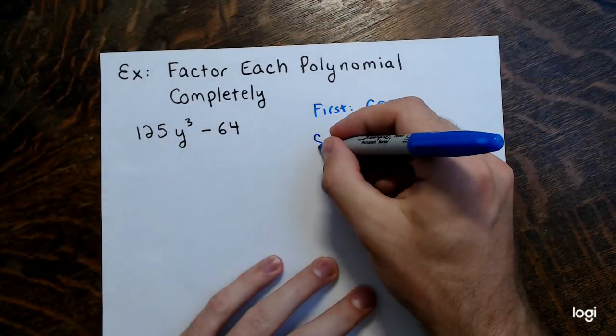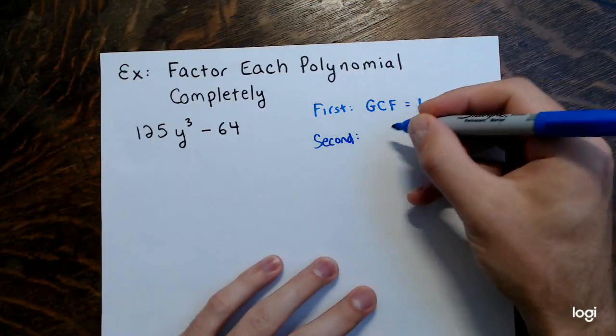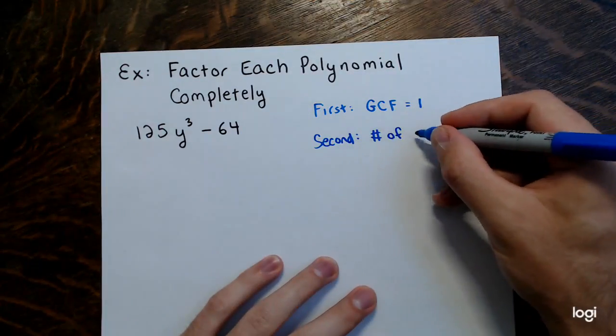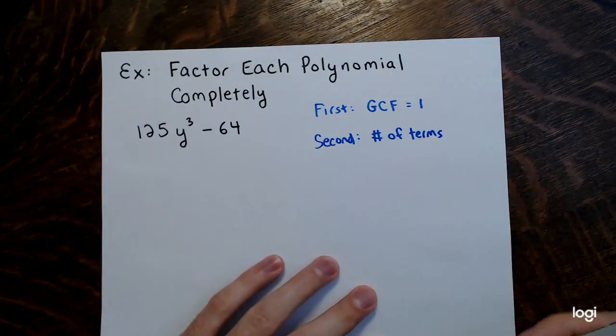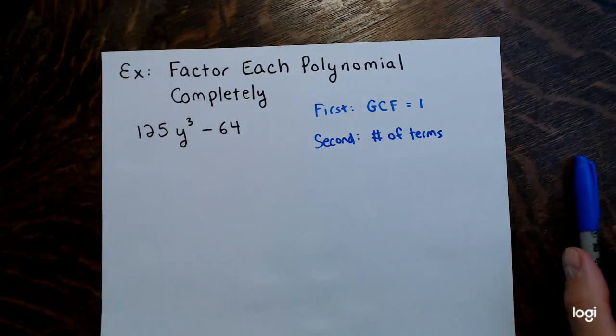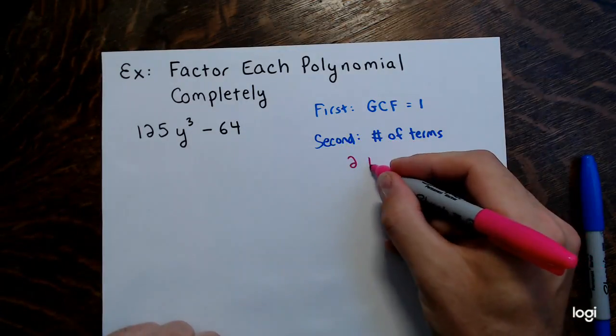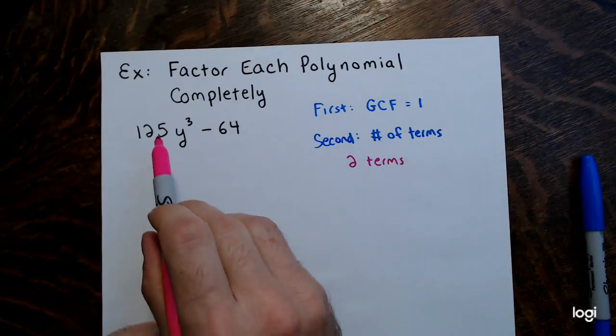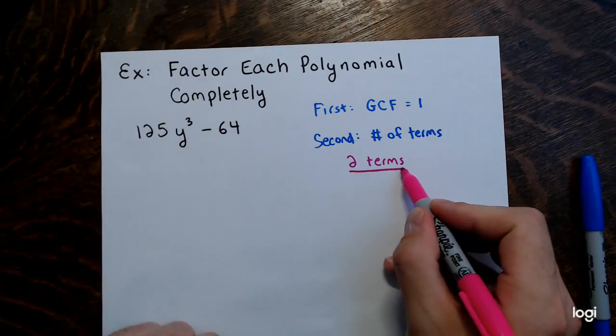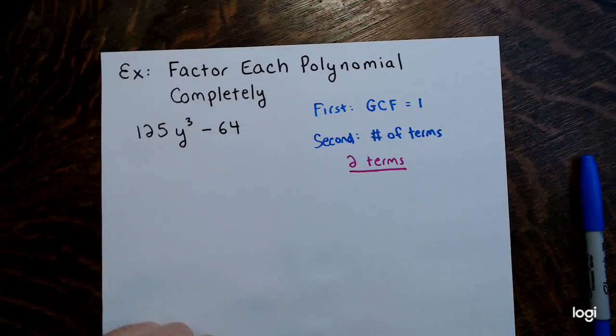Second, we're going to look at the number of terms. How many terms does the polynomial have? Now this one has two terms, that and that. If it's got two terms, and you've already factored out the GCF, there's really only a few situations where you're actually going to be able to factor the polynomial.